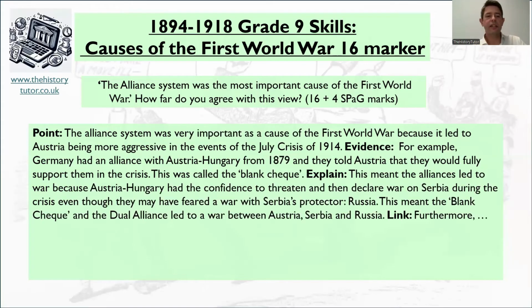So this meant the alliance had led to war because Austria-Hungary had the confidence to threaten and then declare war on Serbia during the crisis, even though they may have feared war with Serbia's protector, Russia. So the alliance system gives Austria the confidence to go and attack Serbia. They know Russia might attack because Russia is the protector of the Slavs, but they know that Germany is going to protect them and Germany will deal with Russia. So this meant the blank check and alliance led to war between Austria, Serbia, and Russia. So the war expands because of this alliance system to be a big regional war, not a local war.